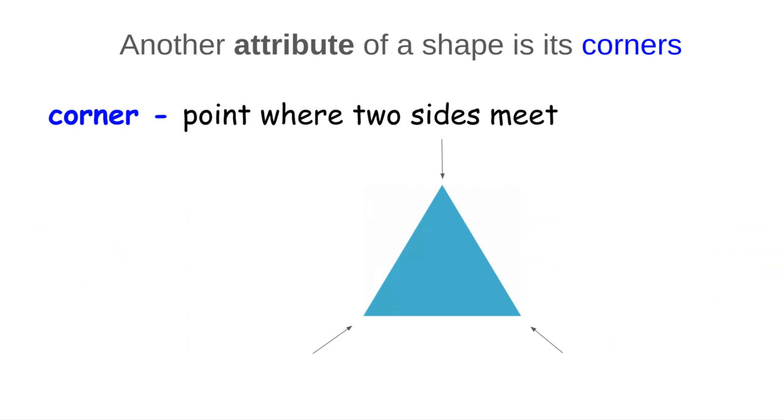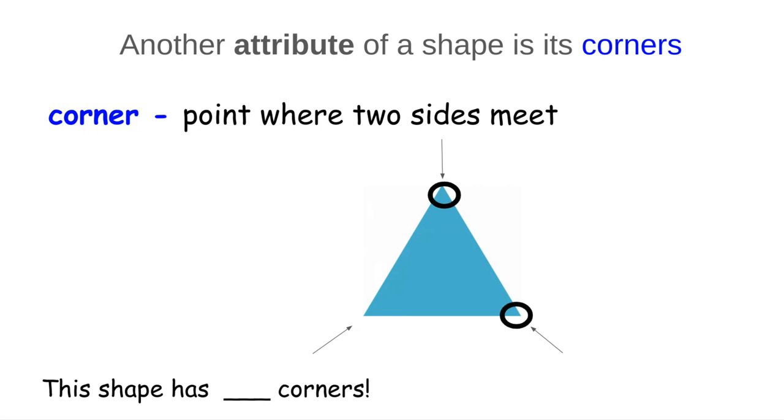So another attribute or characteristic that's important to know about shapes is its corners. And that's a point where two sides meet. So let's look at this triangle again and see if we can count the corners. Ready? 1, 2, 3 corners. This shape has 3 corners.